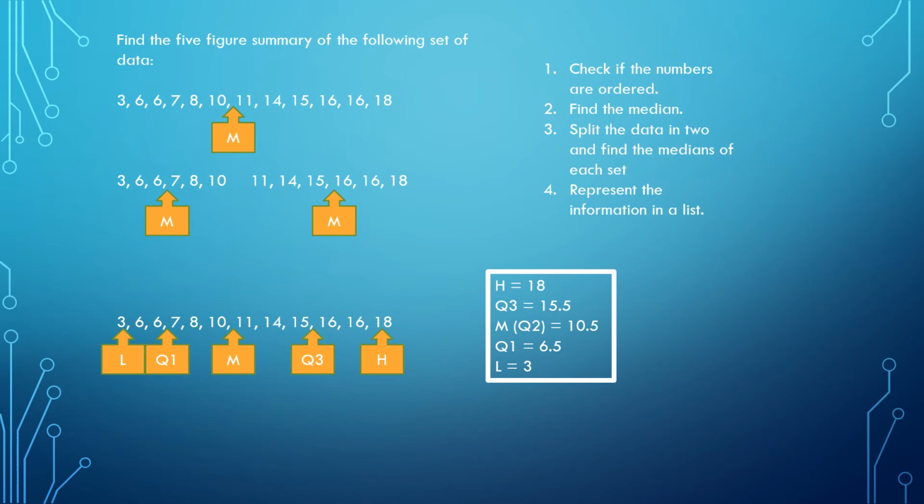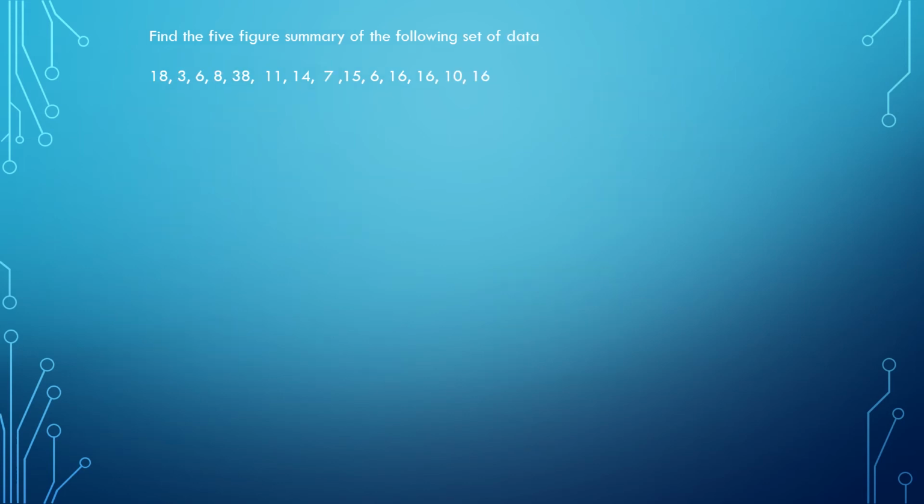That tells me a lot of things. It tells me about the spread of the information, the spread of the data, as well as any kind of outliers when we include our highest and our lowest number. And there, most of our numbers are reasonably consistent. They're reasonably close together. Okay, moving on to another example then, and we're going to look at this set of data, and we want to find the 5-figure summary here.